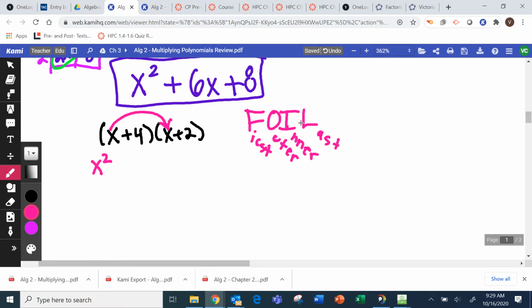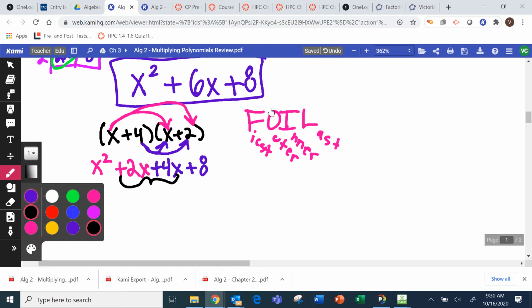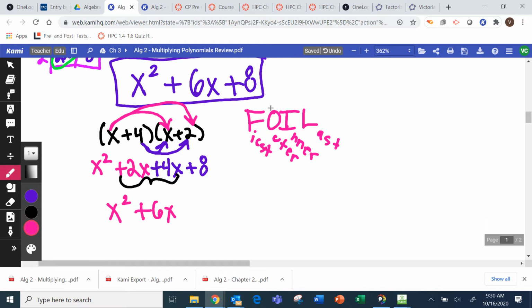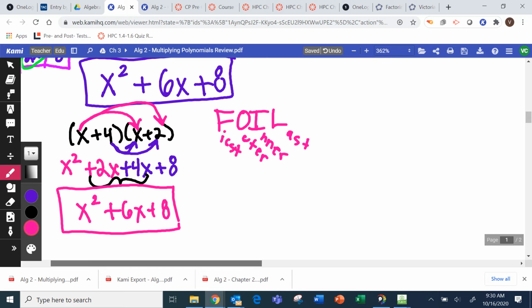And this is last. So the outer would be x times 2, so 2x. And then inner would be 4 times x, 4x. And then last would be 4 times 2, which is 8. And we still have these like terms to combine. So we get x squared plus 6x plus 8. So either method, you can get to the correct answer.